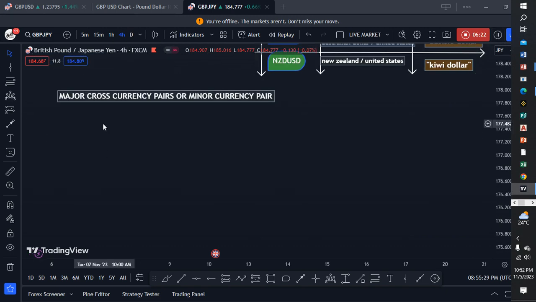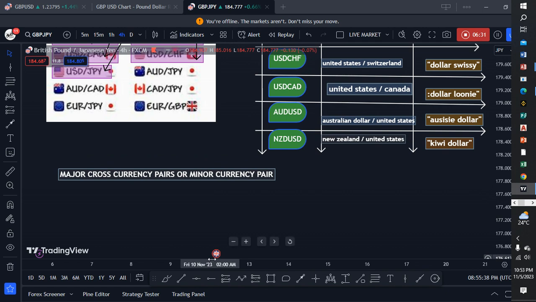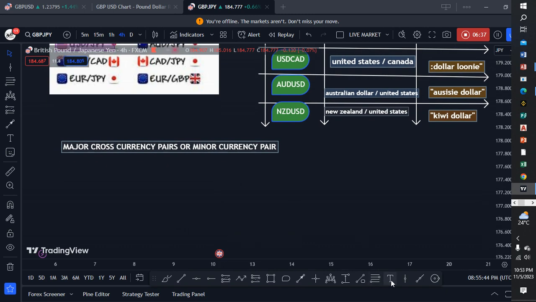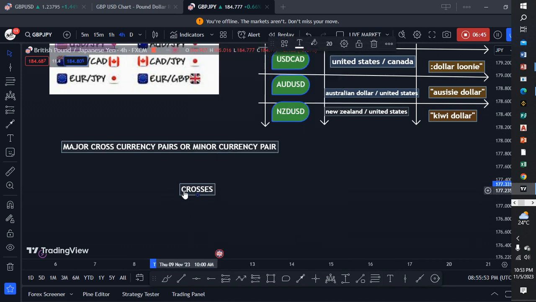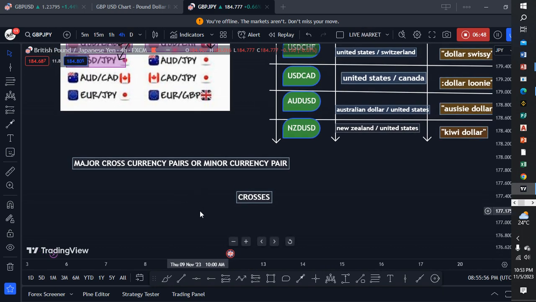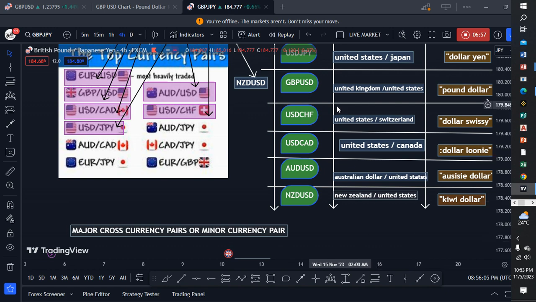So again here we're going to talk about the cross currency pairs or the minor currency pairs. Currency pairs that include any two of the major currencies except the US dollar are known as what? Cross currency pairs, or simply the crosses. You can call them the crosses. What I mean by these crosses is the currencies that include any two of the major currencies, except the US dollar.